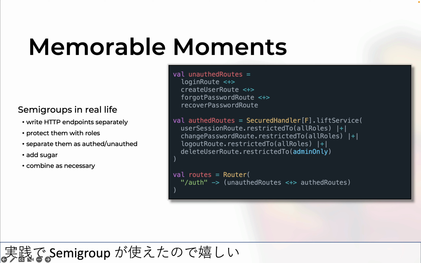Similarly, as you can see here on screen, some HTTP modules had authenticated and not authenticated endpoints, where you have to supply your JWT token. And I very much enjoyed the mental clarity that I got by separating these endpoints and combining them very nicely with the respective quote-unquote add functions that you can see here on screen that are enabled by semigroups and then tying both unauthenticated routes and authenticated routes together.